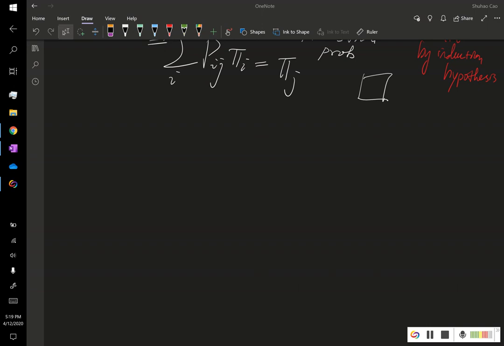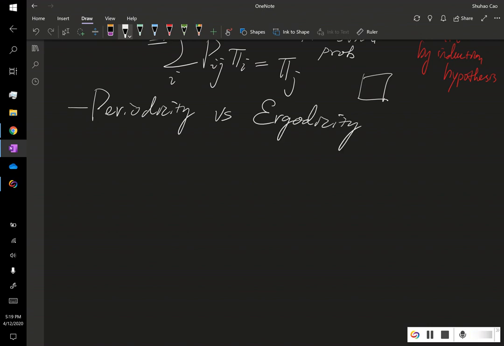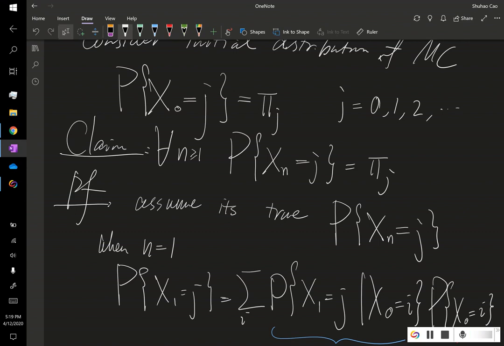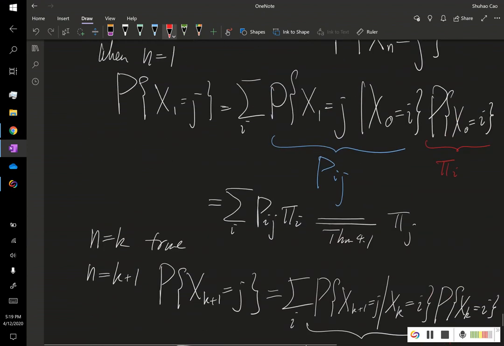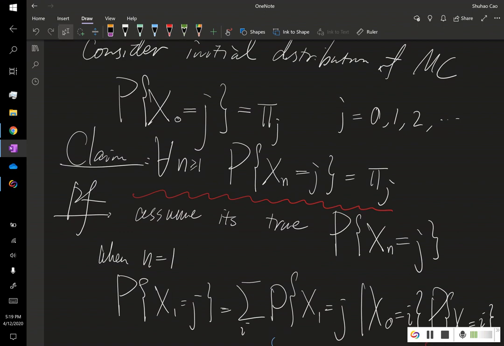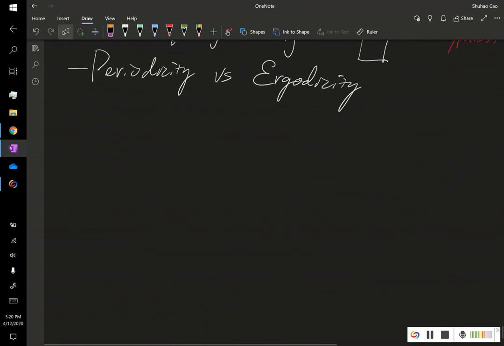In the last part of limiting probability, we'll learn periodicity and ergodicity. And what does this mean? We kind of motivate it from this formula right here. We have this stationary probability, which are pi j's right here. The natural question to ask is, if we don't start at the stationary probability, which is our long-run proportions, what happens if we let this Markov chain run for a long, long time?